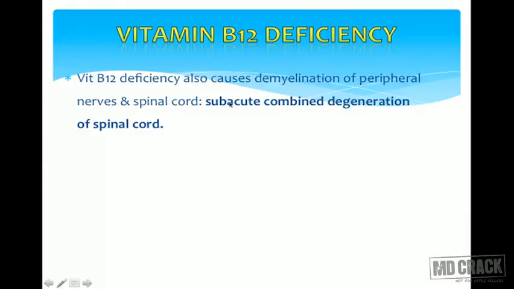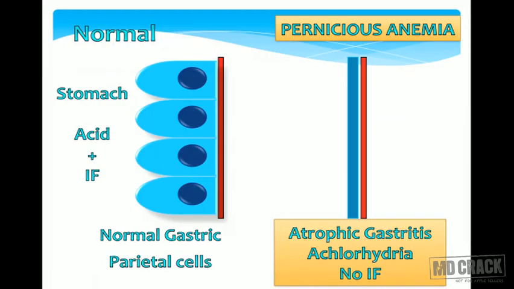Vitamin B12 deficiency also causes demyelination of the peripheral nerves as well as the spinal cord. We call it subacute combined degeneration of the spinal cord. So this is what happens in patients with pernicious anemia. It's one of the autoimmune disorders where the patient will have atrophic gastritis.